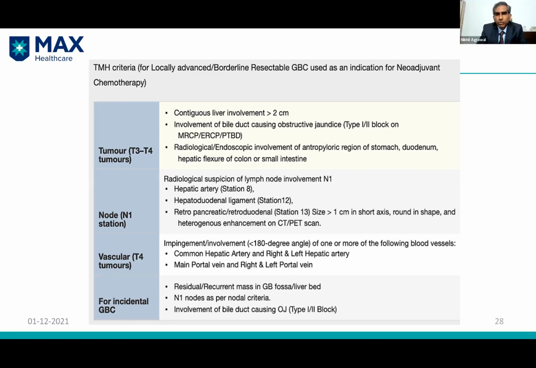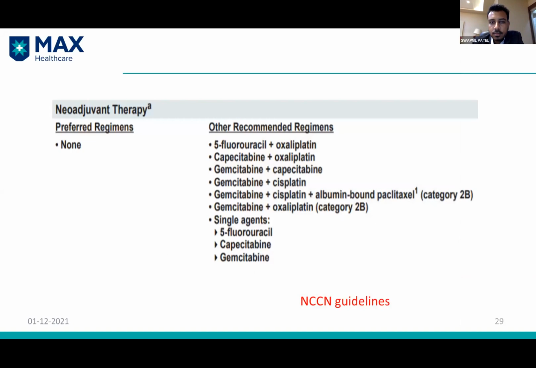Right. Swapnil, there's a question from the audience. Saurav has asked what chemotherapy regimen is used. It's usually gemcitabine based, gemcitabine cisplatin or gemcitabine oxaliplatin. NCCN guidelines have not really recommended any preferred regimen for neoadjuvant, and they have given some combinations of chemotherapies that can be prescribed as neoadjuvant in cases of GBC.